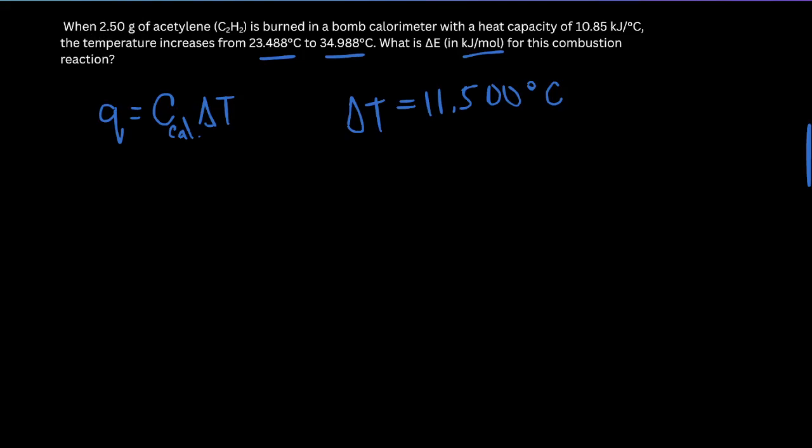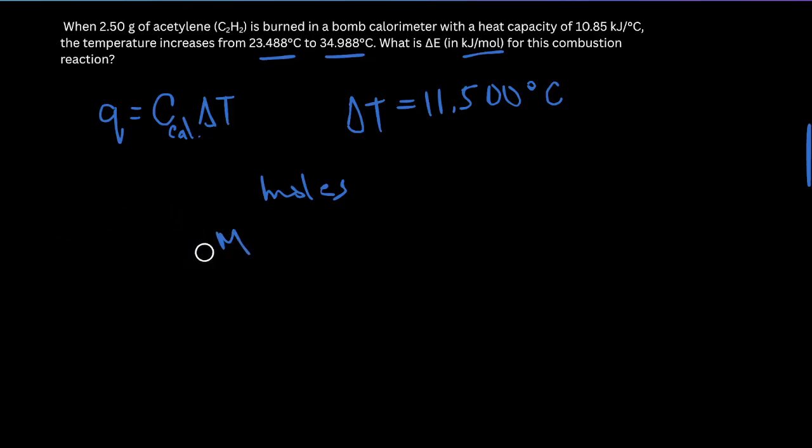And so in order to get this answer in terms of moles, we're going to have to convert this 2.5 grams of acetylene into units of moles. How many moles of acetylene is 2.5 grams? And well, how can we go from grams to moles? Well, we simply have to use our molar mass to do so.